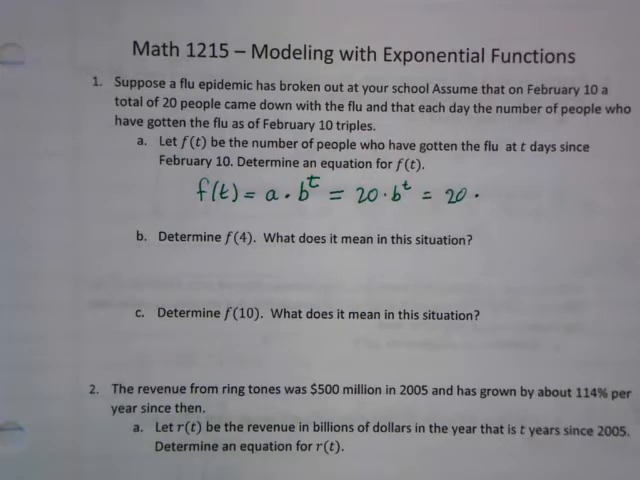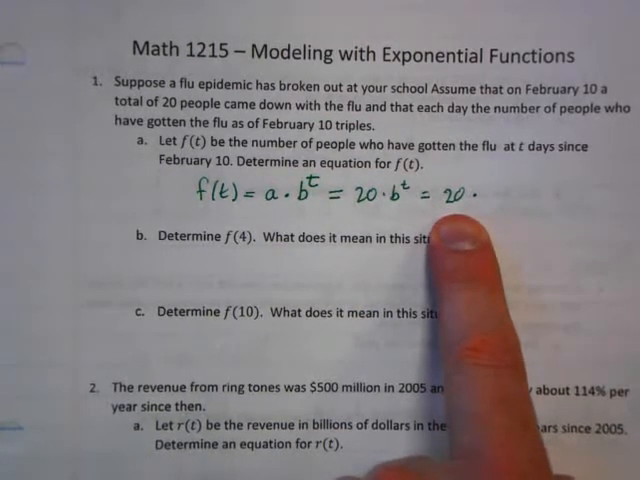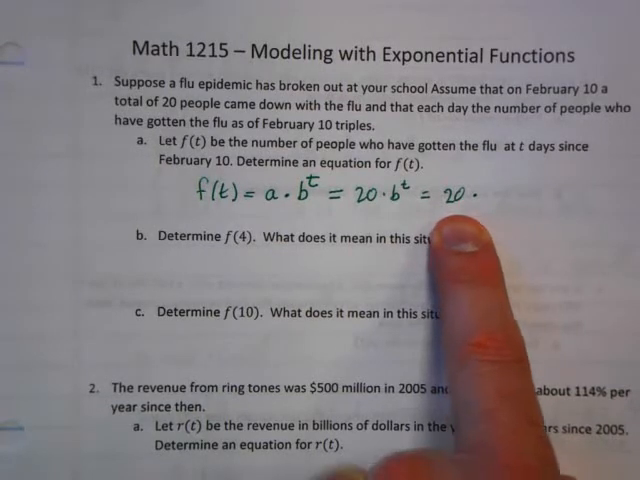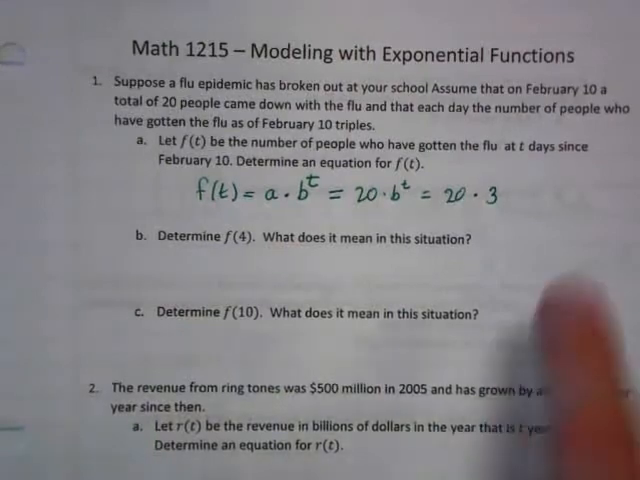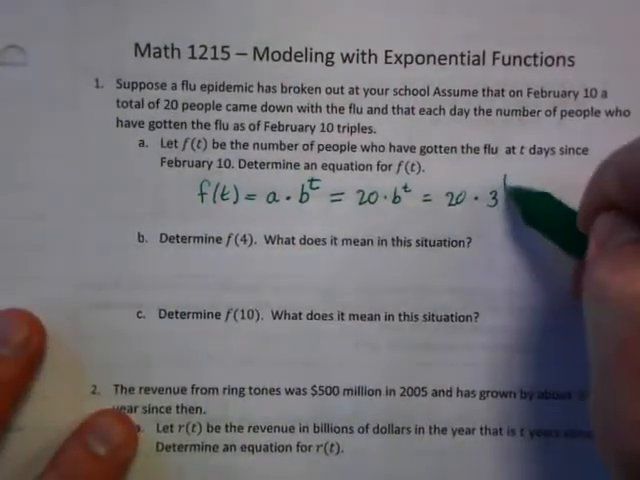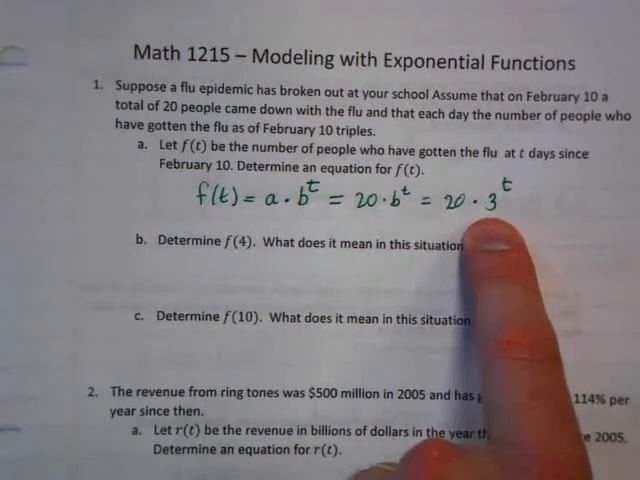Well, what has to happen? How many people are going to have the flu on February 11th? It has to triple. So how many people are going to have the flu? 60. So how do I make the number 20 triple? I multiply by 3. So if I have a t here, if t is 1, I get 20 times 3, that's 60. It triples. What happens if t is 2?